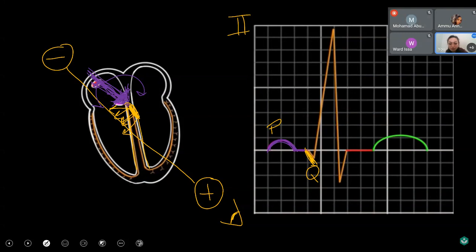After that bit has depolarized, the rest of the septum gets depolarized. So the impulse now goes downwards through the bundle branches, the bundle of His, depolarizing this bit. And now look at the direction of this. It's much closer to the positive electrode, right? This is why we see this positive deflection, because now we're pointing towards the left leg, the positive pole. And it's a big deflection because the amount of myocardial tissue is quite a lot. Look, it's a big piece of tissue that's depolarizing.